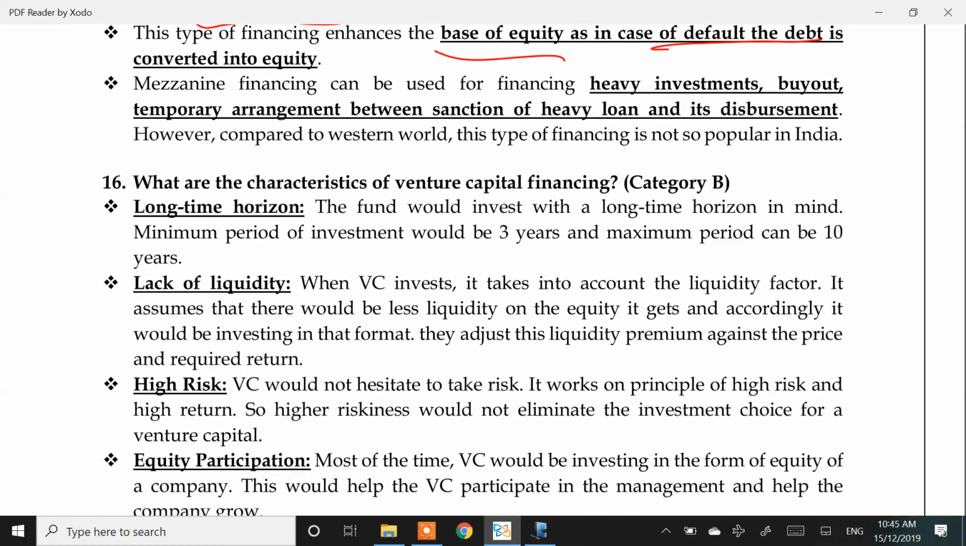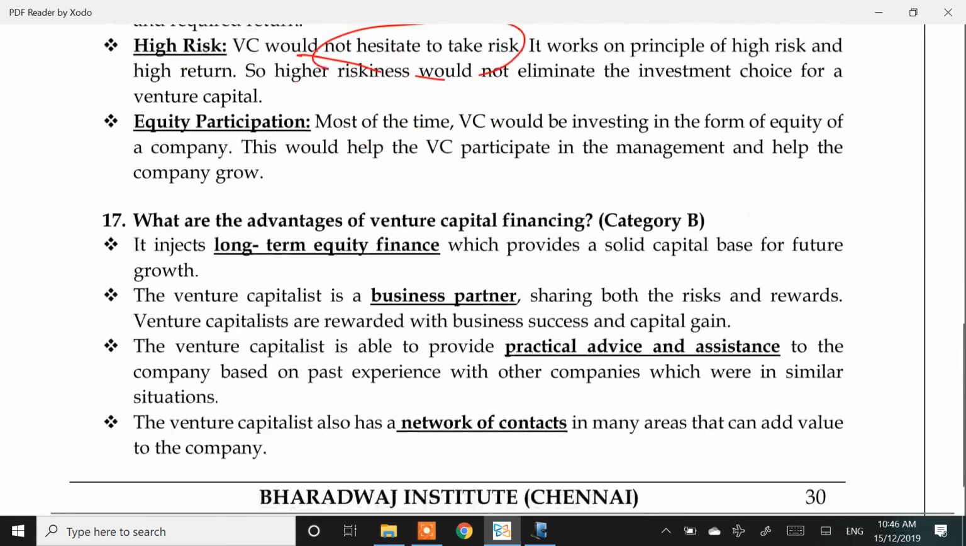So the fund would invest over a long-term horizon. It can be 3 years to a maximum period of 10 years. Liquidity will not be there. So when they want to move out of the company, some other investor needs to be arranged, or the company may do a buyback, or the promoters may buy. VC would also not hesitate to take risk. And most of the times they'll do an equity participation.